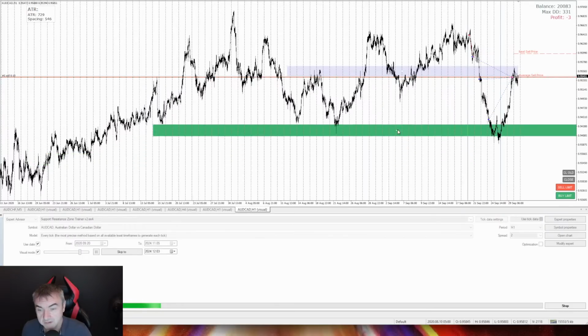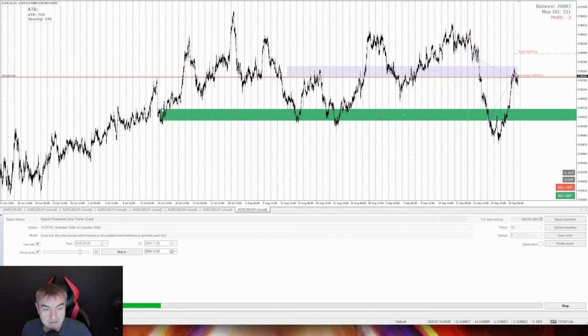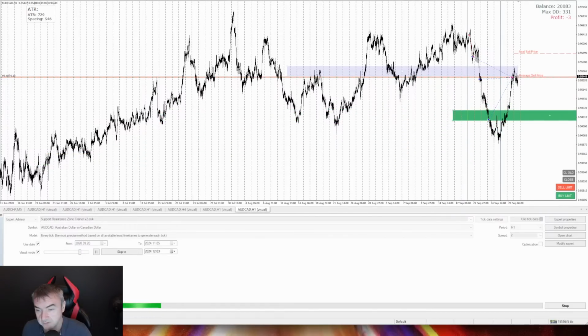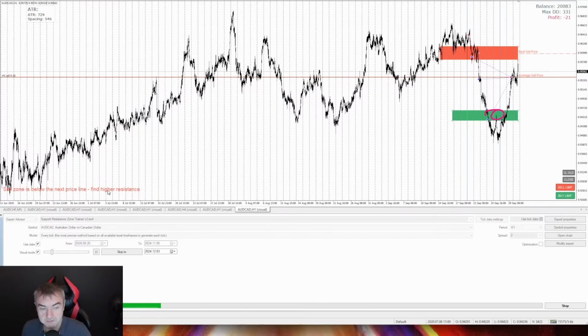So right. Now if it comes back down into that area there. Yeah. That's where I think it's going to come down to from where it is. And if it goes up, I think it's probably going to come back up into this area here. But I can't take a short there because it's too close to the one I've just taken. So I'm going to need to find a zone up higher. There.